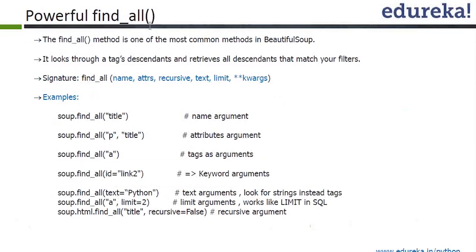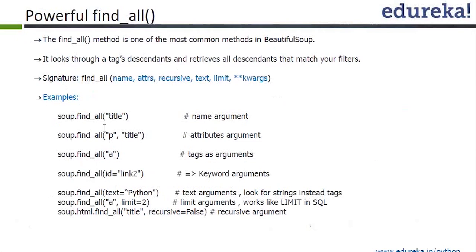So, powerful find all. The find all method is one of the most common methods in BeautifulSoup. Okay, so there are a couple of types of find all. One is the BeautifulSoup find all. Another is the find all of your regular expression. Find all in BeautifulSoup is very similar to find all of regular expression.